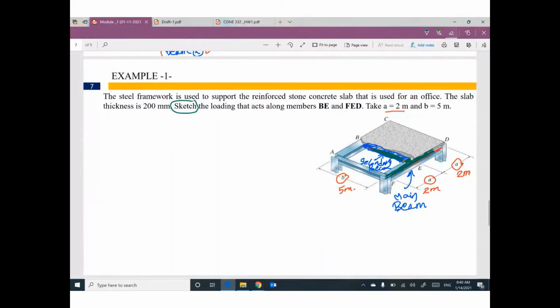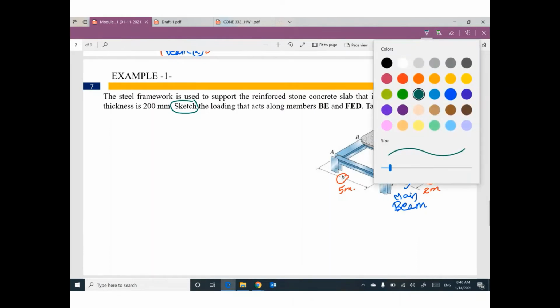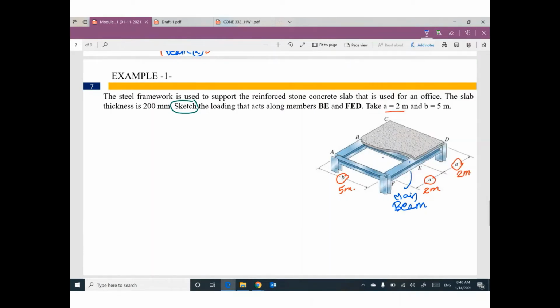Okay. So where is the rectangular shape? Do you have a rectangular shape? Yeah. Let me draw this shape as a plan like this.